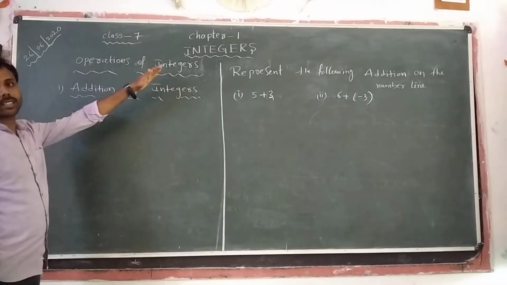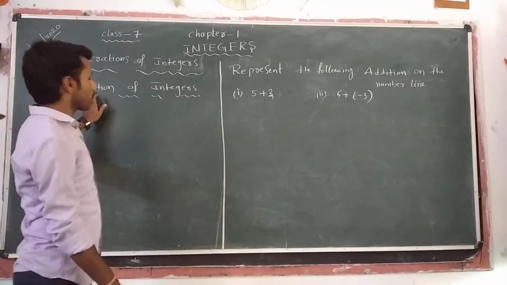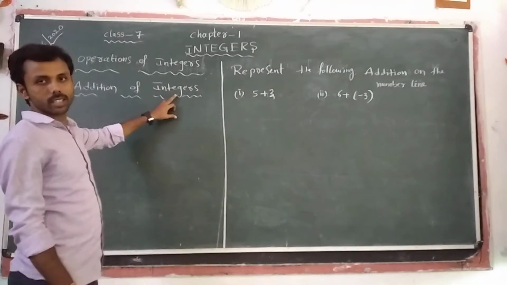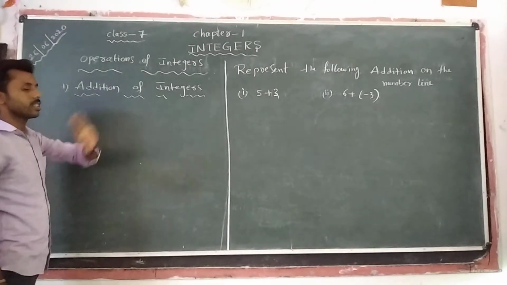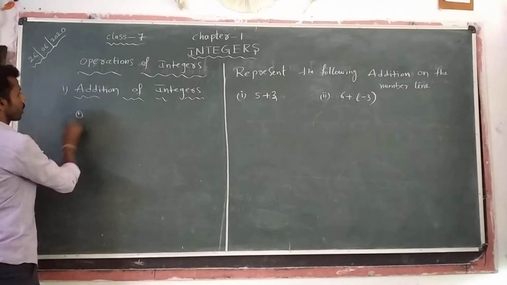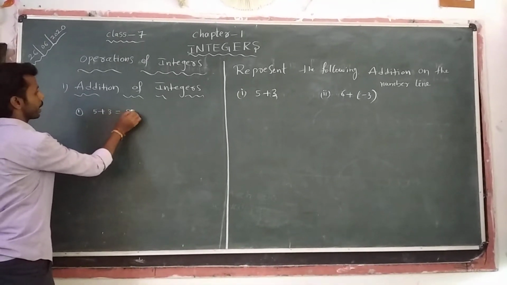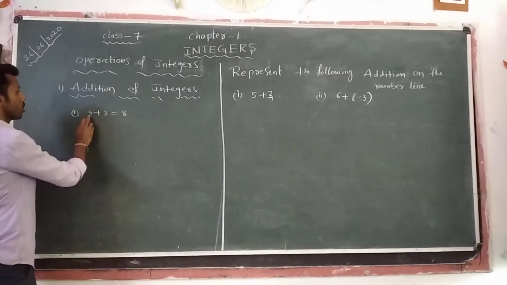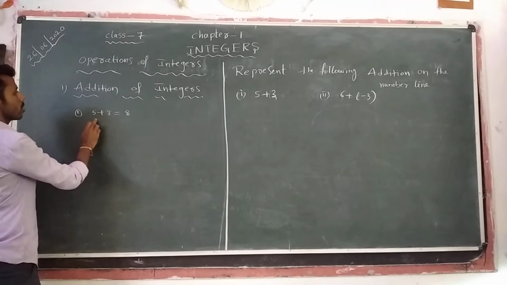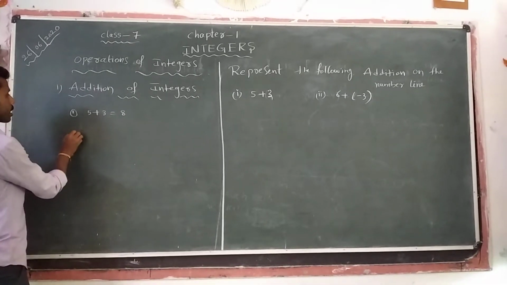Today I am going to discuss the previous class: operations of integers. First, addition of integers. Some examples: 5 plus 3 equals 8. Both are positive integers. So 5 plus 3 equals 8. And the second one.